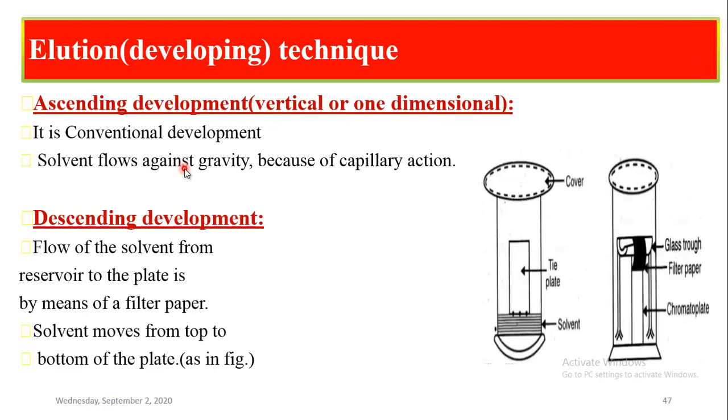So first, what is ascending development? Here this is ascending. It is a convenient development. The solvent flows against gravity because of capillary action. Here the solvent is on the lower side and it will move upward, so it moves against gravity. That is called ascending. Here this is descending. The solvent moves with the help of gravity. So in ascending, the solvent flows against gravity, while in descending the solvent moves in the same direction as gravity.